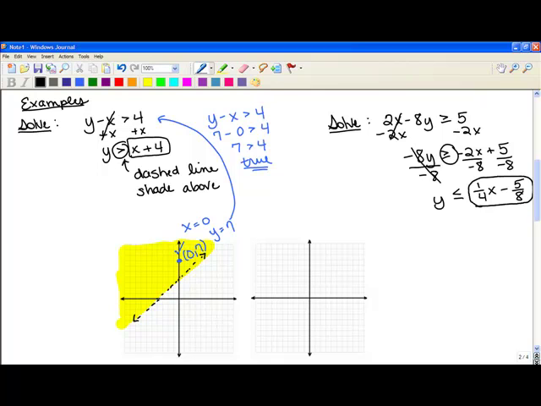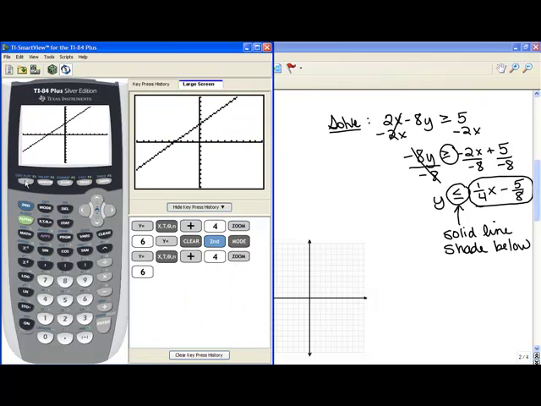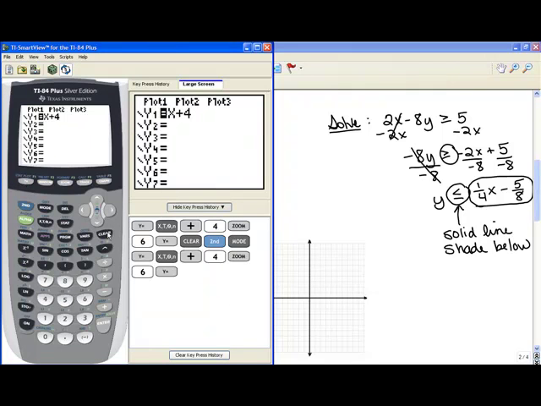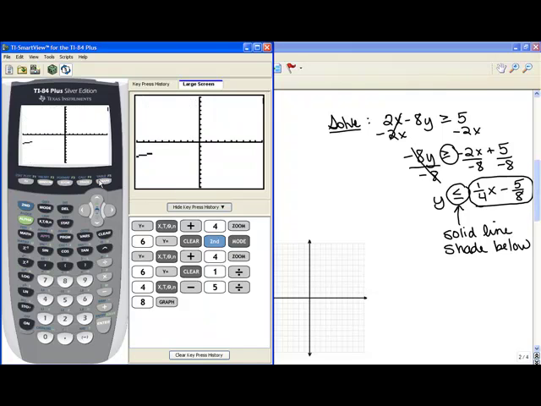Okay, now I'm going to enter this in the calculator. Let's take a look at the symbol. A less than or equal to sign means that we need to use a solid line, and we'll have to shade below. So first, enter this in the calculator: y equals 1/4 x minus 5/8. Then hit graph.